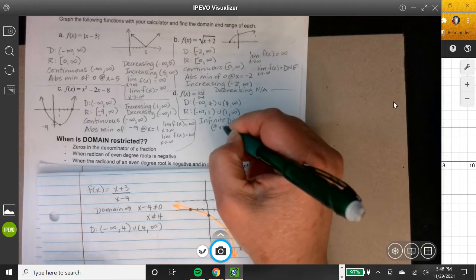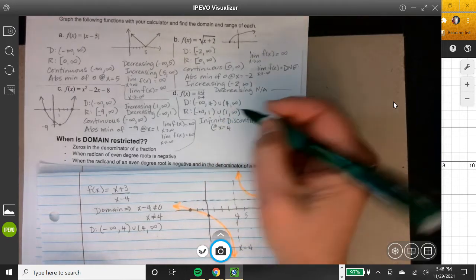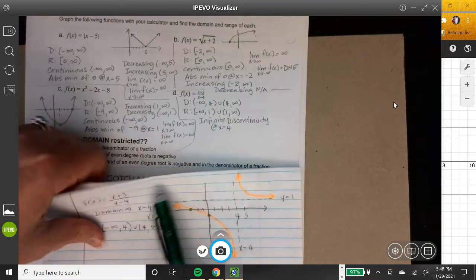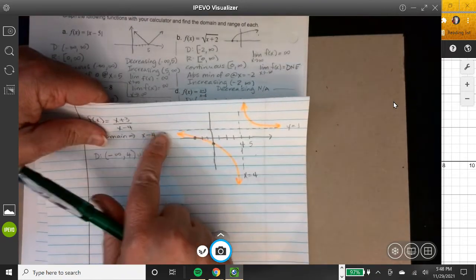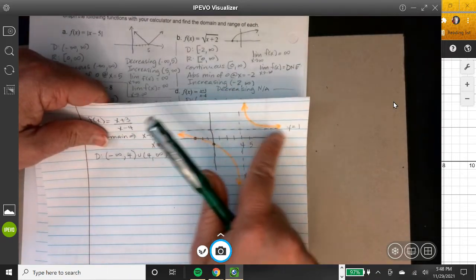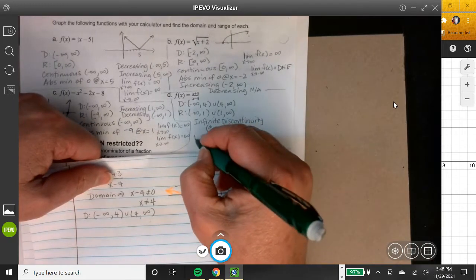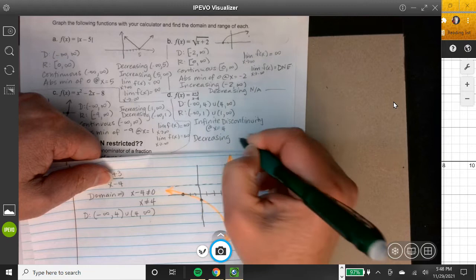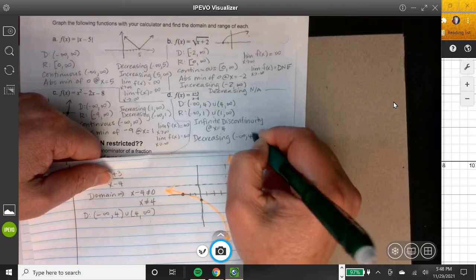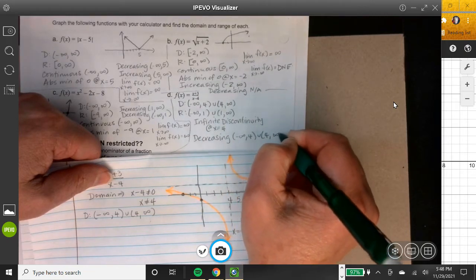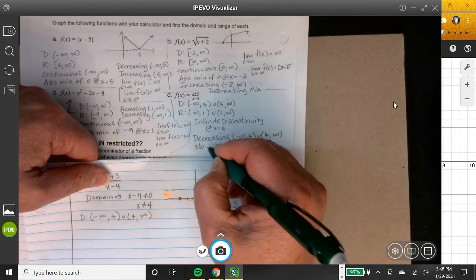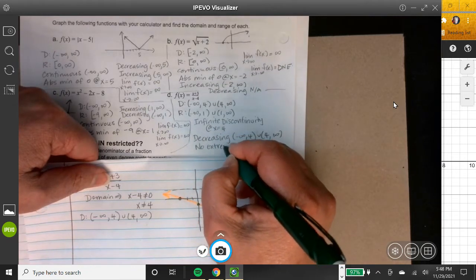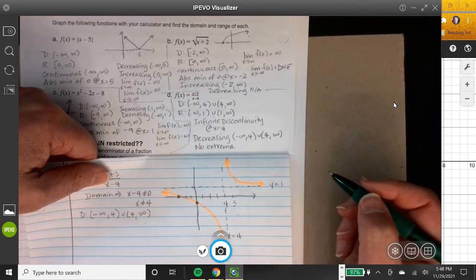At x equals 4, it's got no extrema, does it? Because I don't have any maxes or mins, and this function is always decreasing if you put your hand on the function. So the function is decreasing from negative infinity to 4 union 4 to infinity, and it has no extrema. And now extrema just means maxes and mins over the intervals there.